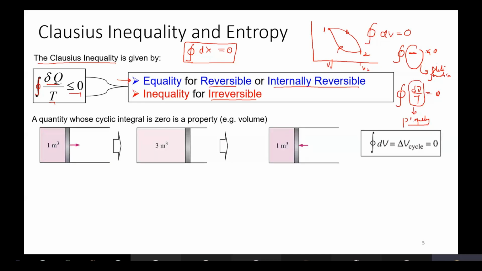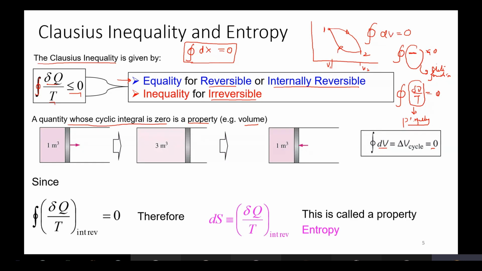All right. Just like I said that the cyclic integral of dV is equal to 0, so volume is a property. A quantity whose cyclic integral is 0 is a property, for example, volume. Just like that, the cyclic integral of del Q over T for a reversible or internally reversible process is equal to 0. So we define this thing as change in entropy, and entropy is basically defined as a property. So del Q over T for an internally reversible process is defining change in entropy. Clear enough?